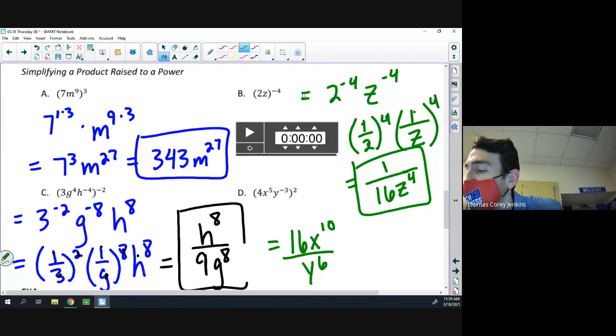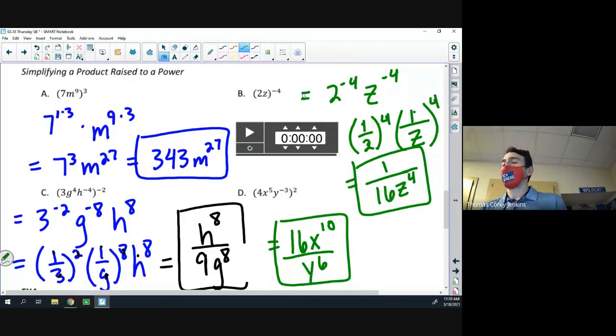All right, that is correct. Very good. So initially, once we kind of quote distribute the exponent 2, we get 4 squared times x to the 10th times y to the negative 6. Okay, and then we clean it up. 4 squared is 16. And then y to the negative 6, we change to 1 over y to the positive 6.